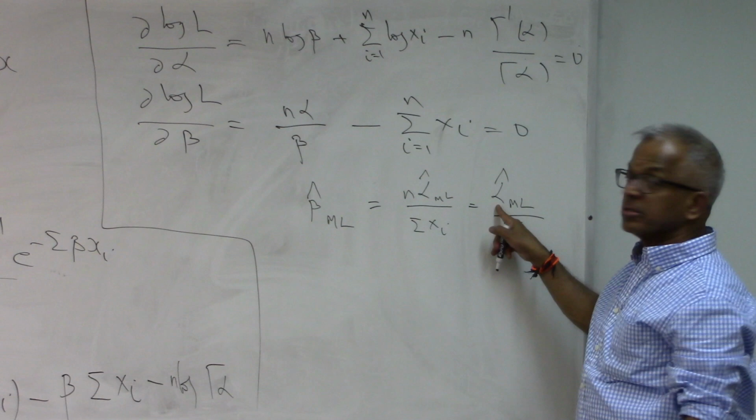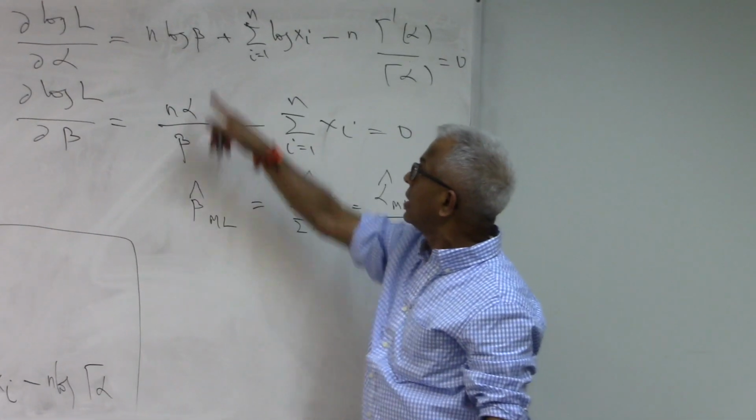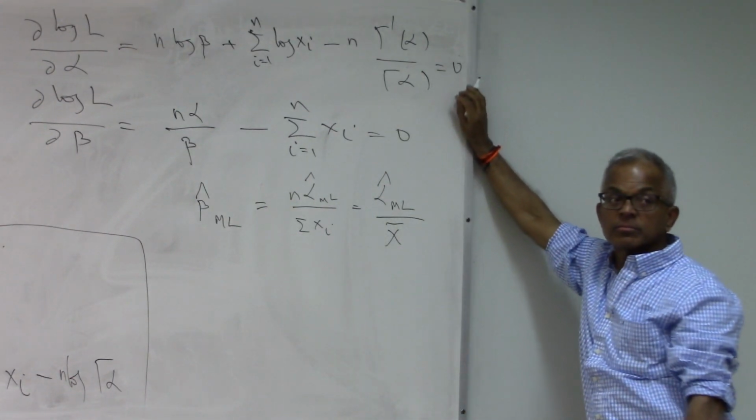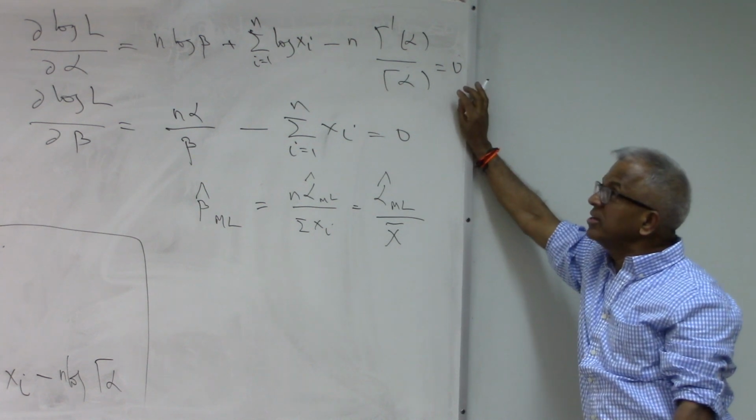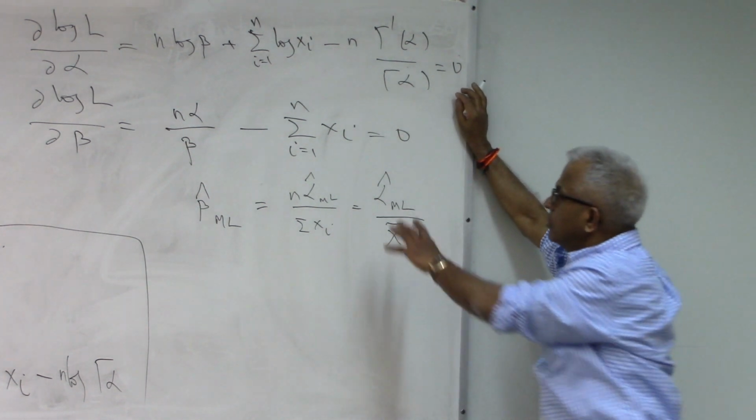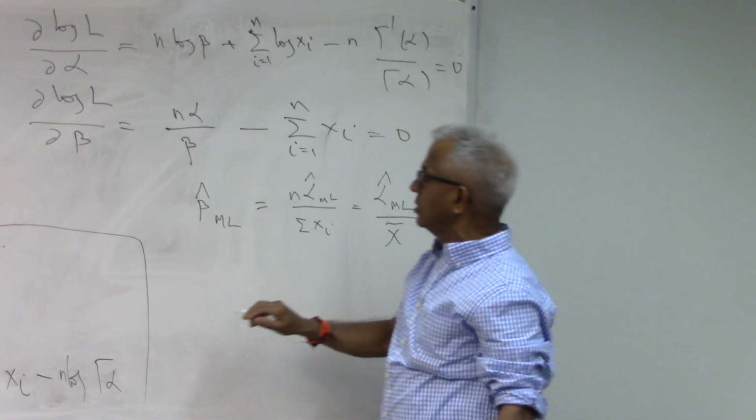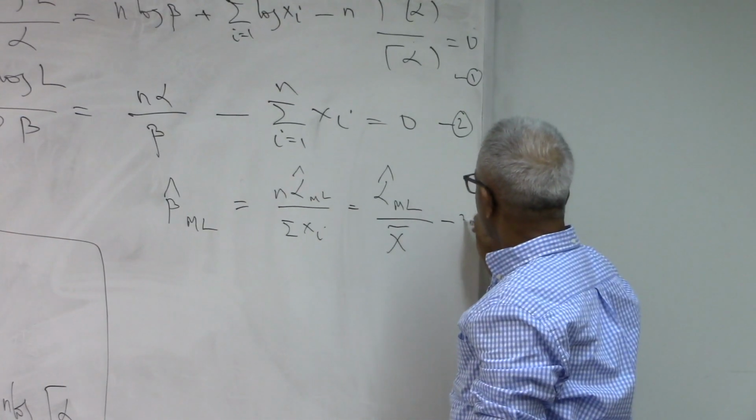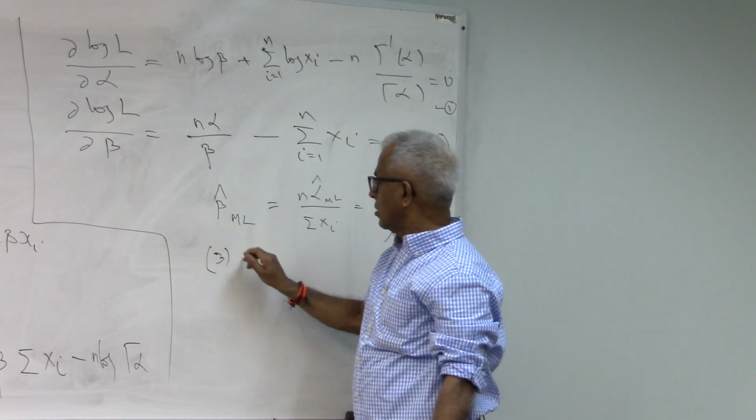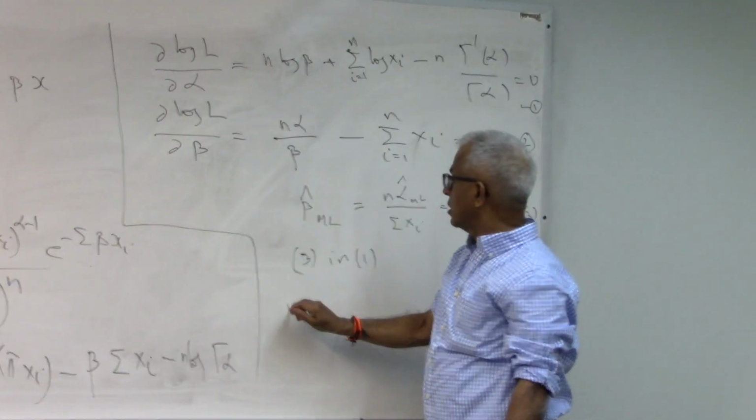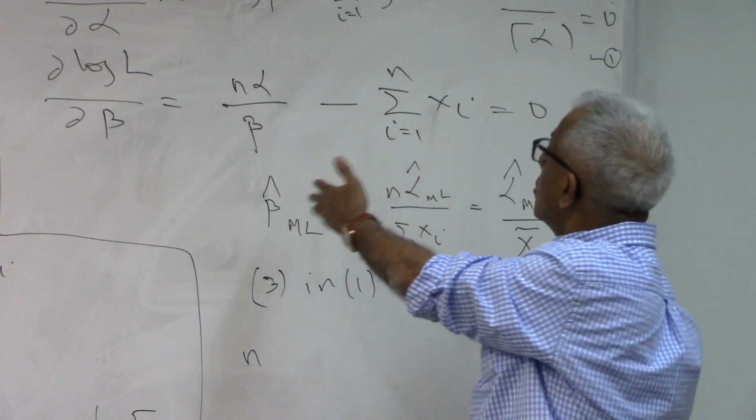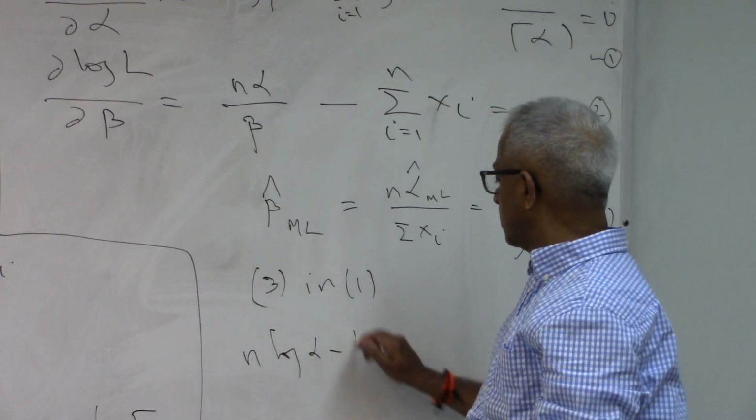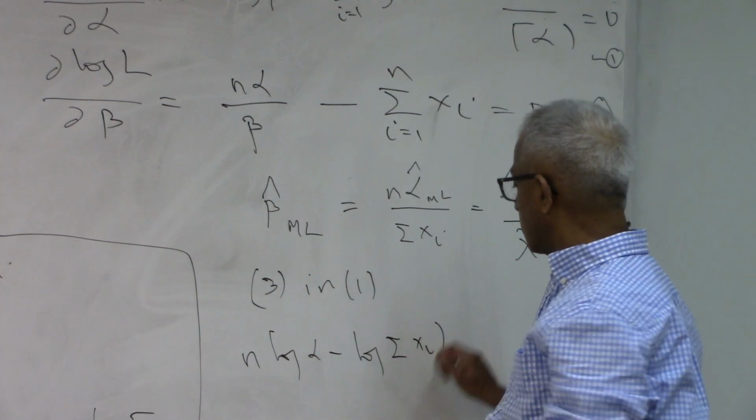But the problem is alpha hat ML is unknown. So I can take this beta hat and plug it in here and then solve for alpha. And you can see alpha is a highly nonlinear equation. If I take this and substitute it here, so this is 1, this is 2, and if you substitute 3 into 1, you get n log beta, so that's n log alpha minus log of sigma xi.